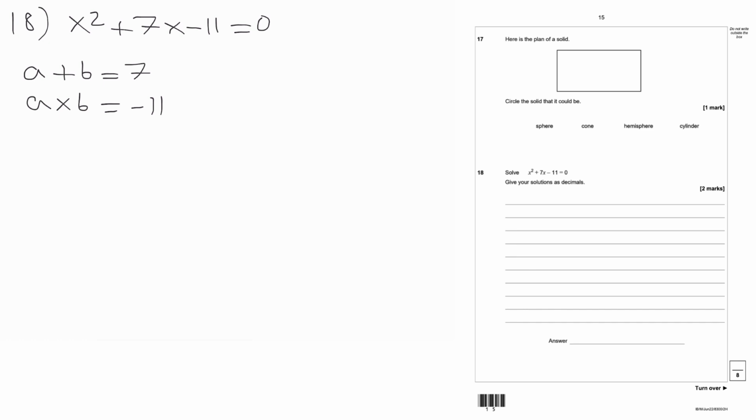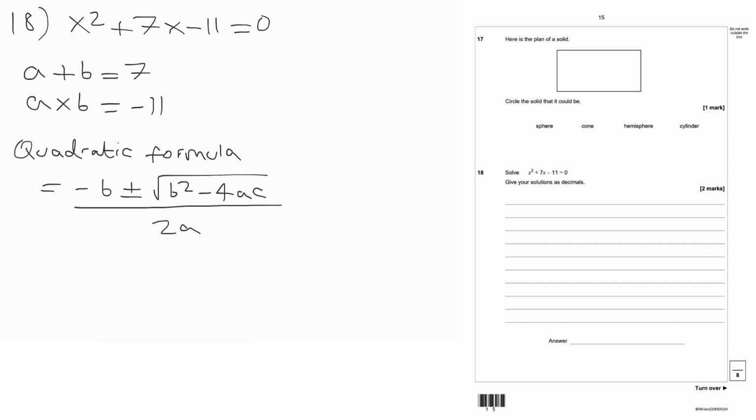So our second option here is going to be to use the quadratic formula. Now, the quadratic formula, for those who do not remember, is equal to minus b plus or minus root b squared minus 4 times a times c, over 2a, where a, b, and c are the coefficients of our equation. So for our equation up here, our a is the term before the x squared, our b is the term before the x, and c is going to be our number term.